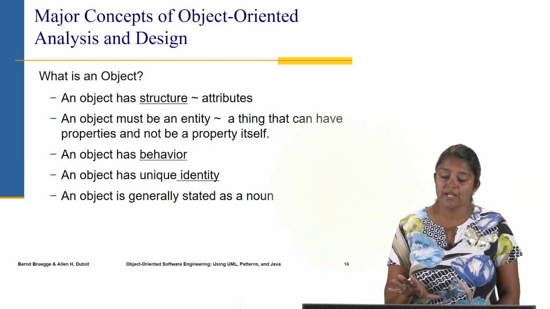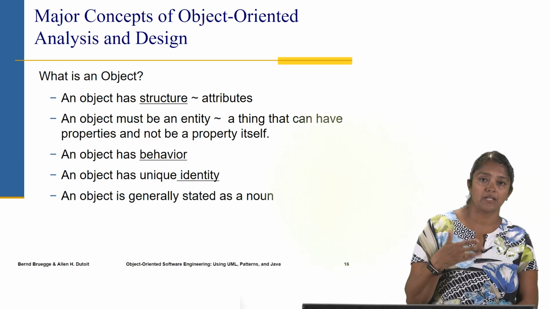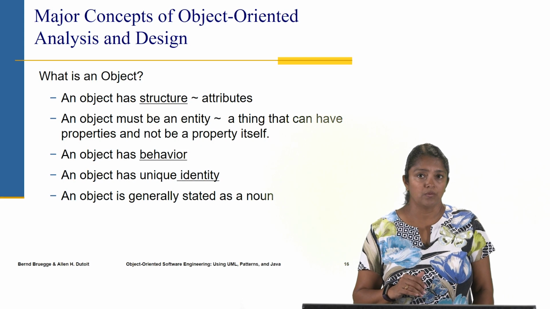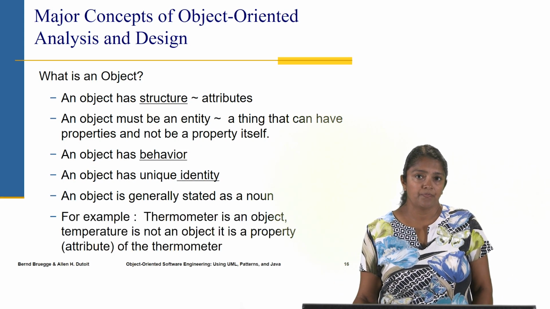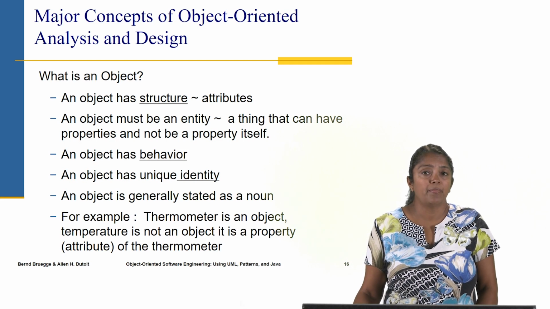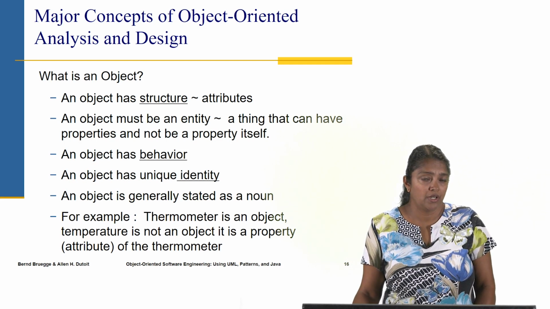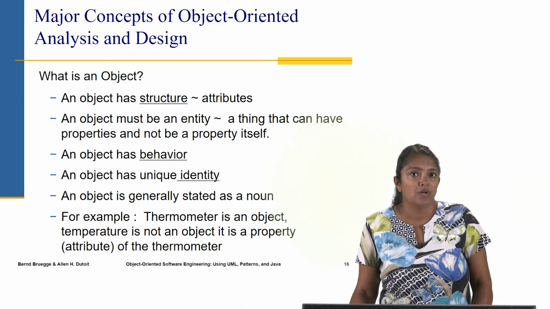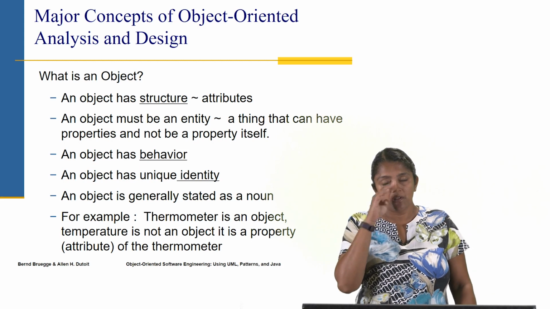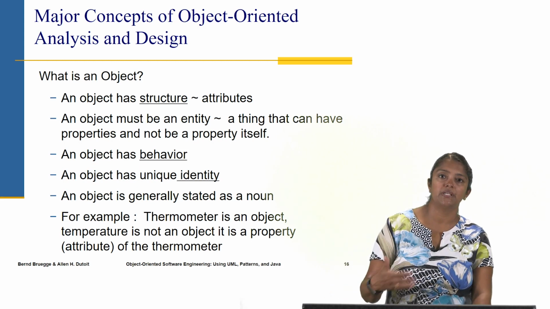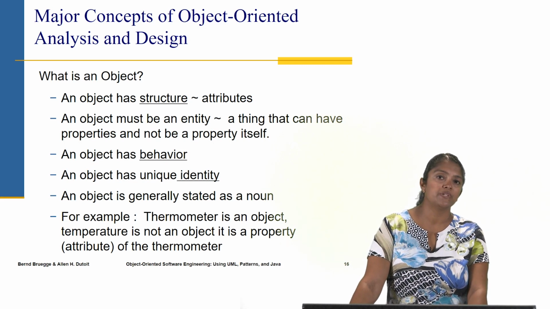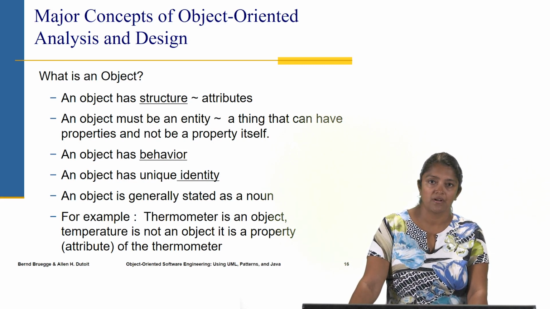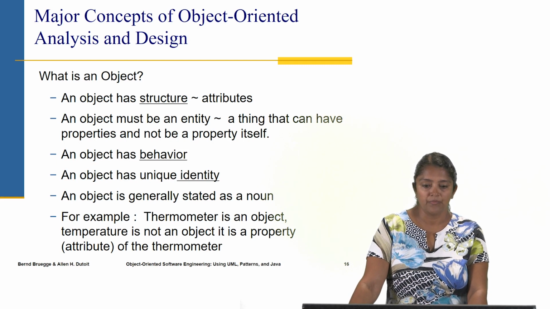Generally it's stated as a noun. You will see that an object is always stated as a noun. To give you an example, thermometer is an object, and temperature is a property of thermometer. Now temperature is not an object, it's a property, it's an attribute of the thermometer. So think of it in terms of nouns. Anything that can be stated as a noun is a good candidate to be an object. Basically objects must have attributes, must have behavior, and they have a unique identity.